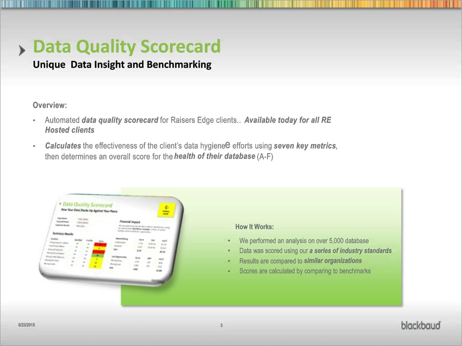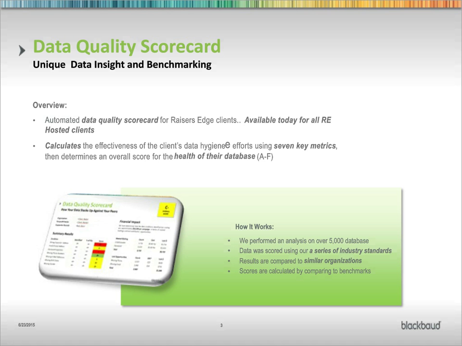The metrics include wrong supporter address. So that is somebody that has actually moved. The address you have on file is an old address. We look at invalid addresses. So an invalid address is somebody that maybe you've entered the information in incorrectly. The address you have on file is not a deliverable address in the United States. We look at deceased records. How many deceased records are in your database that are not marked deceased?